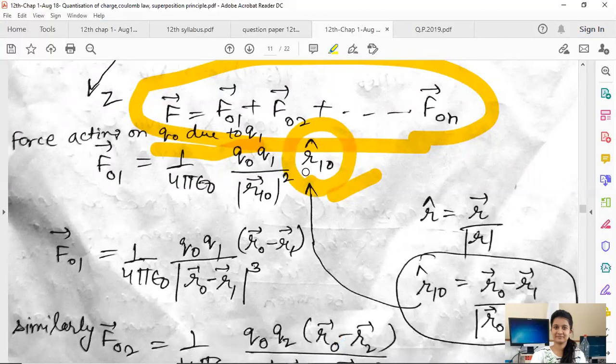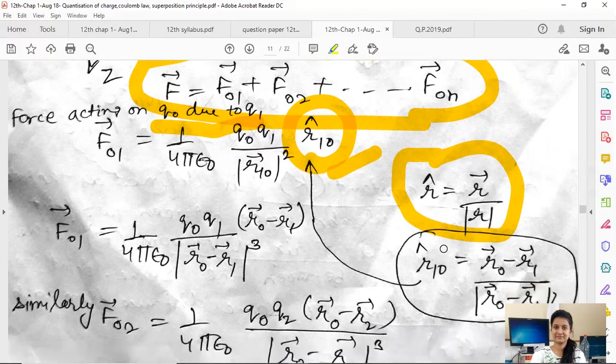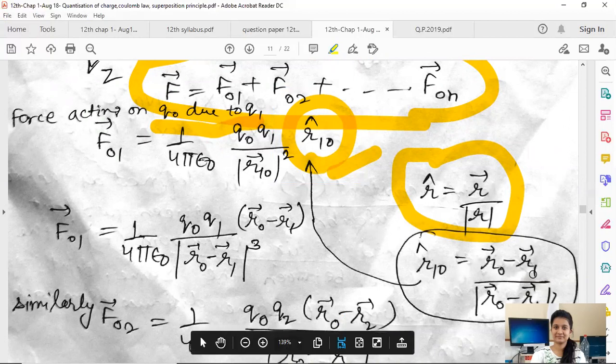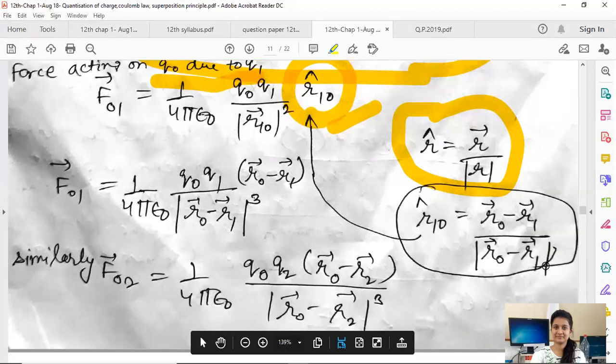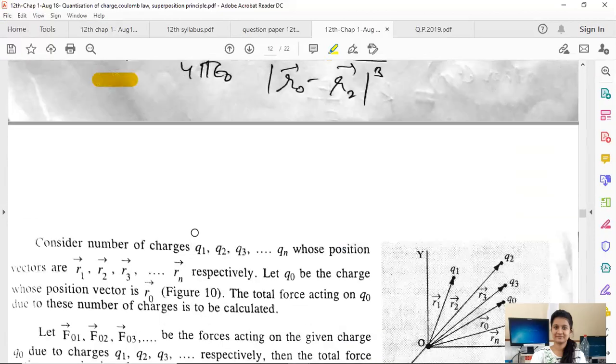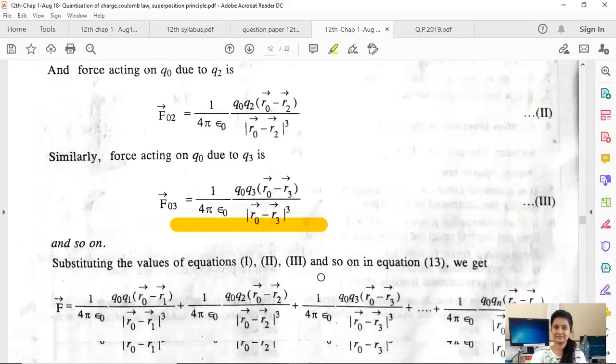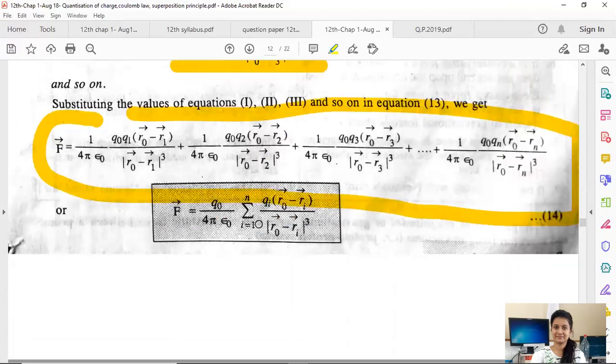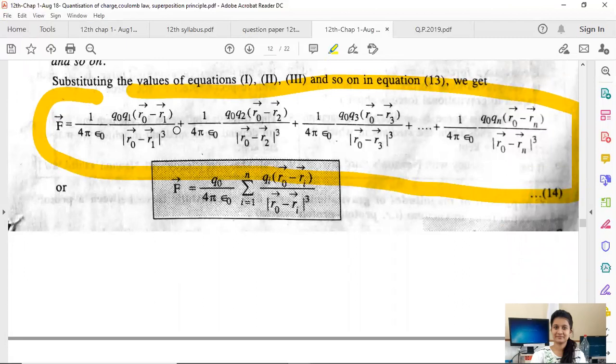If you want to expand this R unit vector, you must know this unit vector can be written as the ratio of this vector divided by the magnitude of this vector. So R10 unit vector can be further rewritten as R naught minus R1 divided by the magnitude of R naught minus R1. Similarly, F02 and F03, and take the sum of all these equations and take sigma for this addition from 1 to n.